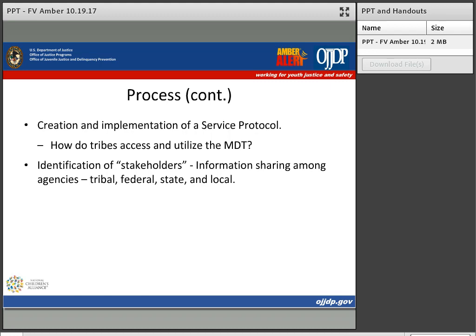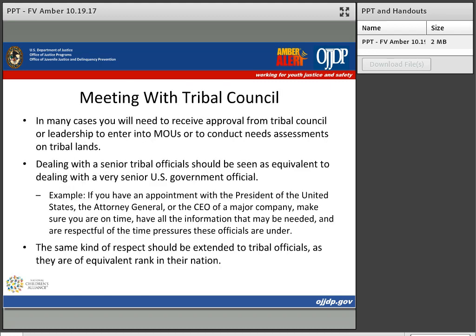Part of this is a service protocol, developing a protocol for how tribes can access and utilize your MDT. That's incredibly important. Part of doing that is identifying those stakeholders that we talked about before and sharing that information between tribal, federal, state, and local agencies, because at any given time, one or more of those agencies may be touching your victim. And your MDT needs to be able to provide services to that victim no matter where they are encountered in the spectrum of jurisdiction and law enforcement and so forth.